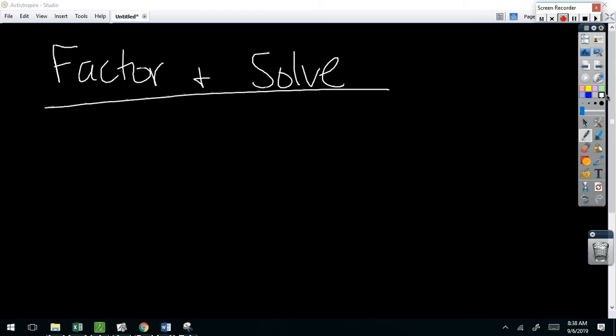When we start solving, I should say factor and solve quadratics. If I gave you something, we spend a long time doing things like this, and if I asked you to solve that for x, you could do that, right? What if I threw a square here? You could still do it. How would you do it?